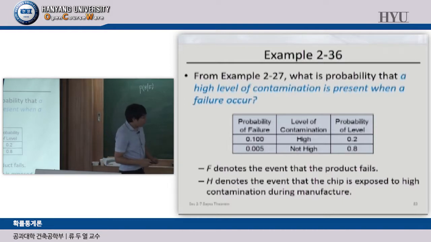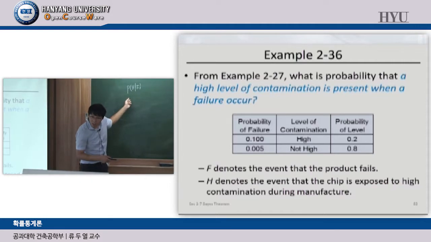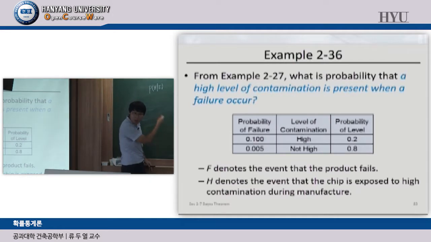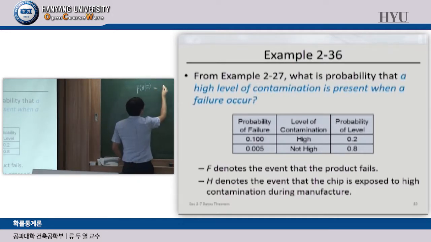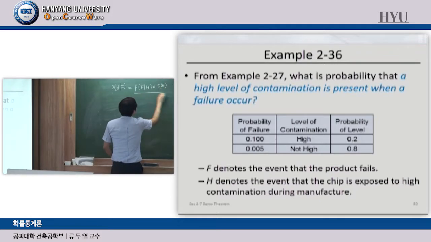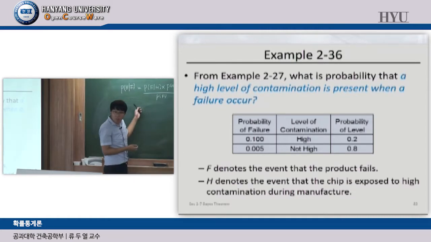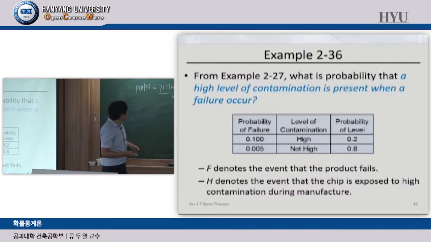But from this table, we can only calculate the conditional probability of failure given high level of contamination, right? So we have to use the Bayes theorem. This can be changed to the conditional probability of F given H multiplied by the probability of H divided by the probability of failure. That is the definition of Bayes' theorem, right? So we have to calculate all these three things to obtain the conditional probability of H given F.